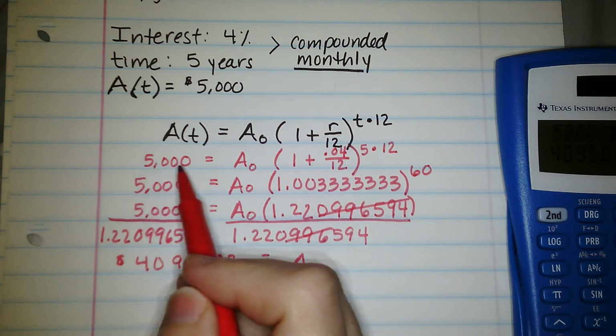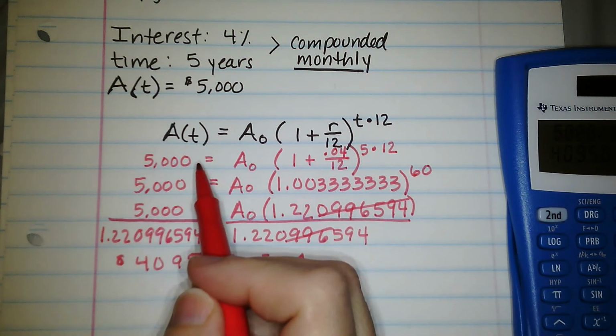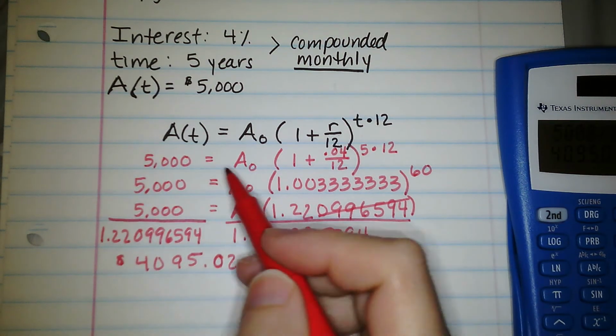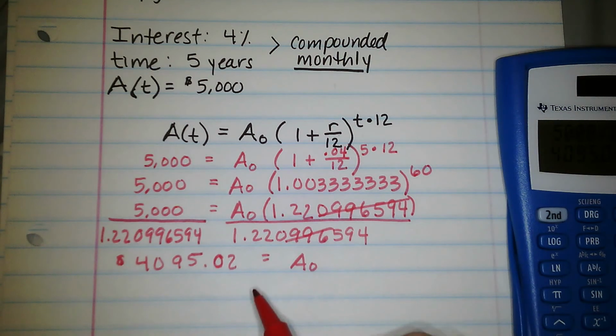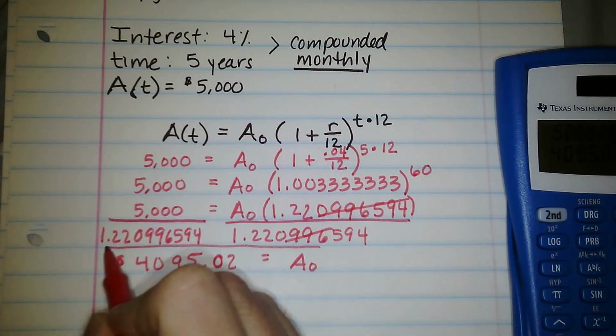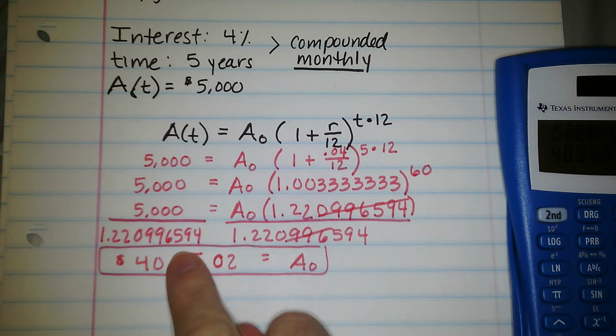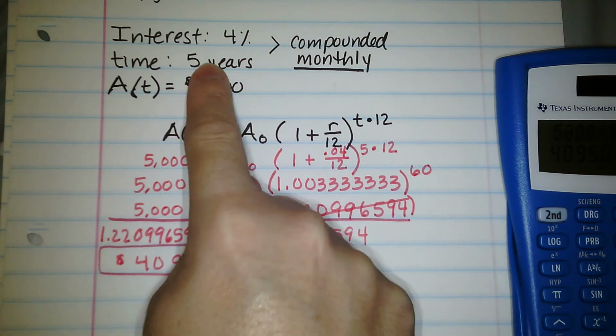So again, the difference between the first set of examples and this is that we're working backwards. Here, they give us the outcome. Like, I want to have $50,000 in the bank in 30 years. What do I have to start with? This is how you would solve that out. Okay, so this is your answer. We would need to begin with $4,095.02, and that would give us $5,000 in 5 years.